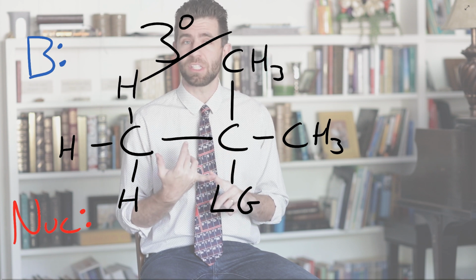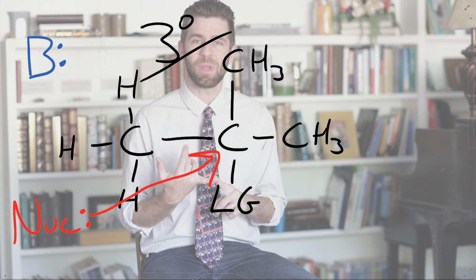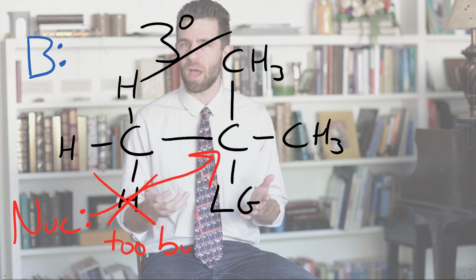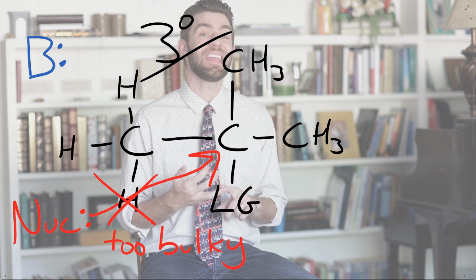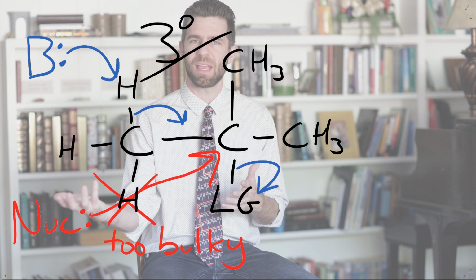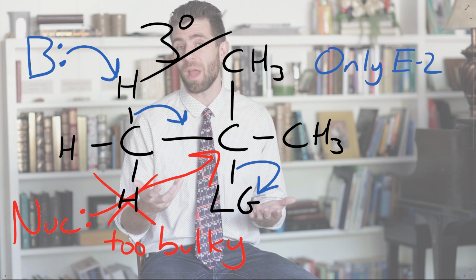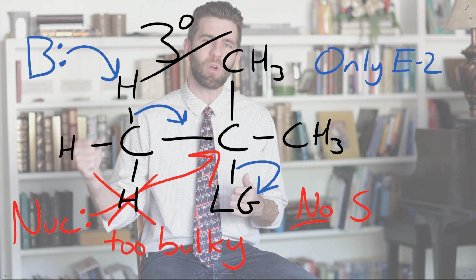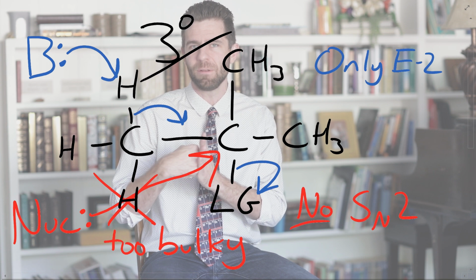Well, it's tertiary, so it cannot do an SN2 reaction. The backside attack is blocked. It can do an E2 reaction, however, because the protons are still sticking out. They are not blocked in any way. So that really strong base could grab a hydrogen, do an elimination reaction, kick off the leaving group, and we form an alkene.